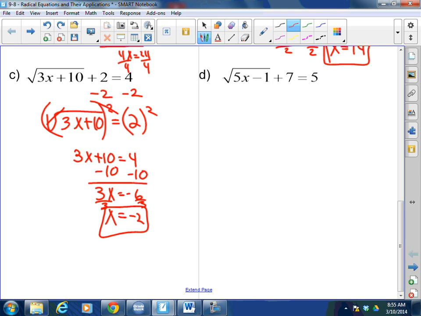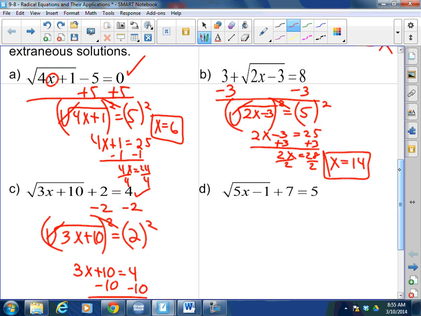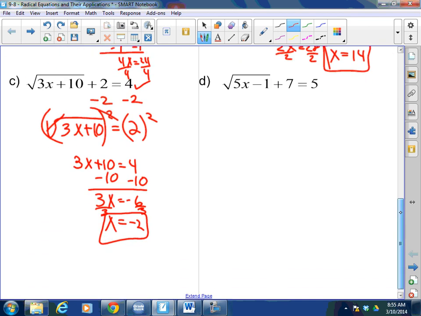Negative 6 plus 10 is 4. Square root of 4 is 2. 2 plus 2 is 4. Works. And we didn't check this one up here either. 14 times 2 is 28, minus 3 is 25. Square root of 25 is 5. 5 plus 3 is 8. Works. Okay, D. Subtract 7 from both sides.